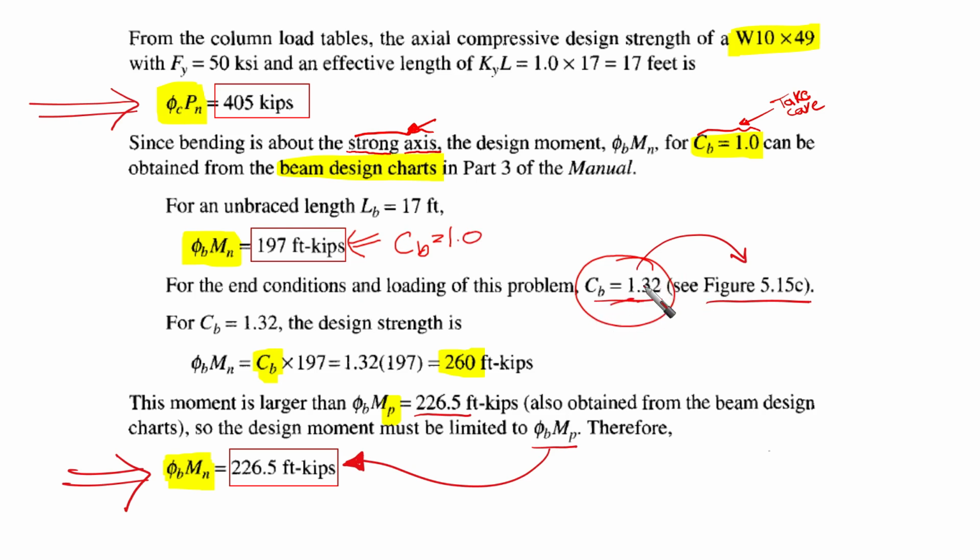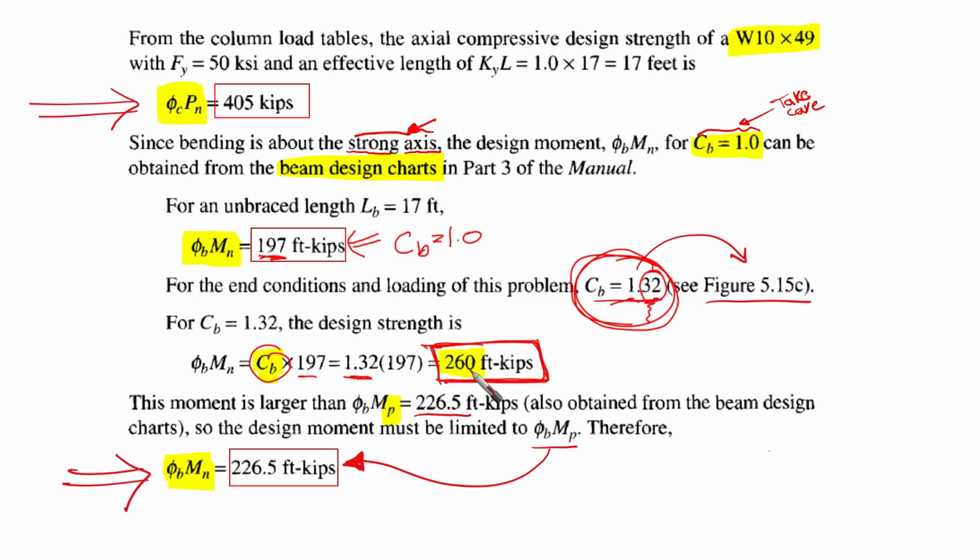CB is going to contribute to enhancing the available strength of the section because it takes into consideration the moment gradient. So we are going to increase the available strength by almost 32%. Can you imagine? It was 197, then we're going to multiply it by 1.32. We are going to obtain 260. But there is something here.